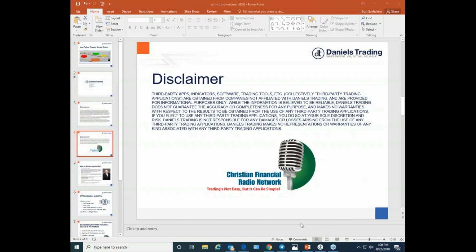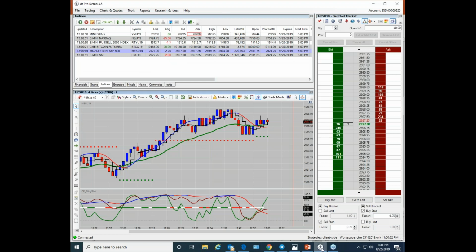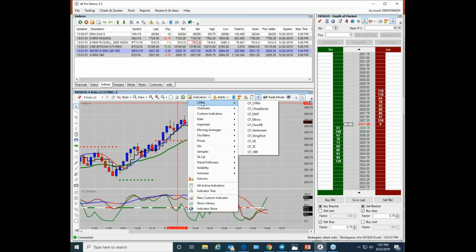CFRN. They are, it's their indicators. You see them here. This is DT Pro, the platform I support. Their indicator set is built inside our platform. These are all their indicators. With a click of a button, really all you have to do is add them to the platform or to a chart.